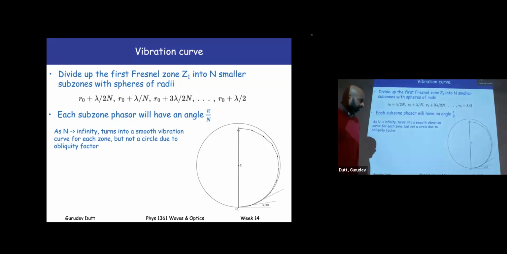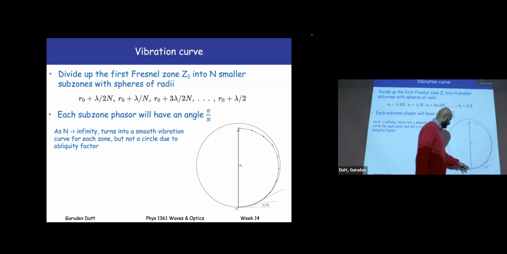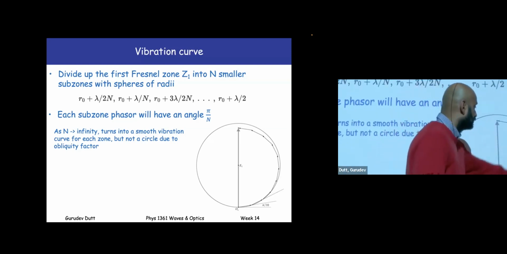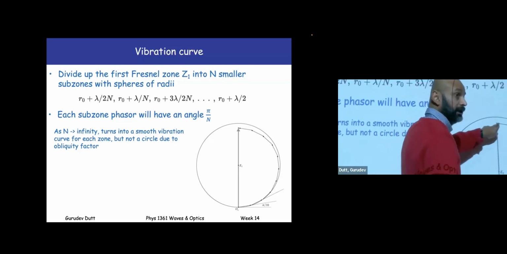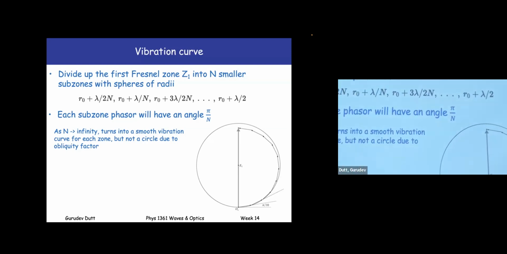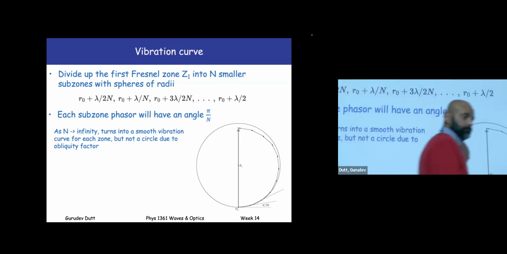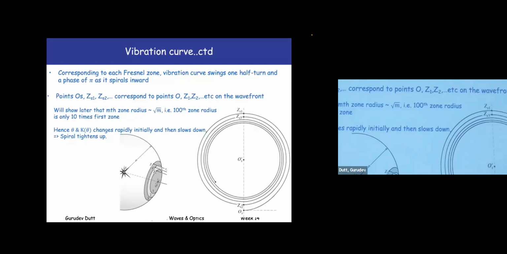This is just like the Fraunhofer diffraction, except now we take into account the obliquity factor. So each of these phasors is slightly smaller than the previous one. That means that instead of just going along a circle like we did in the Fraunhofer case, this will actually spiral in a little bit. But the last phasor will again be pi phase shifted with respect to the first phasor. So this is the vibration curve.